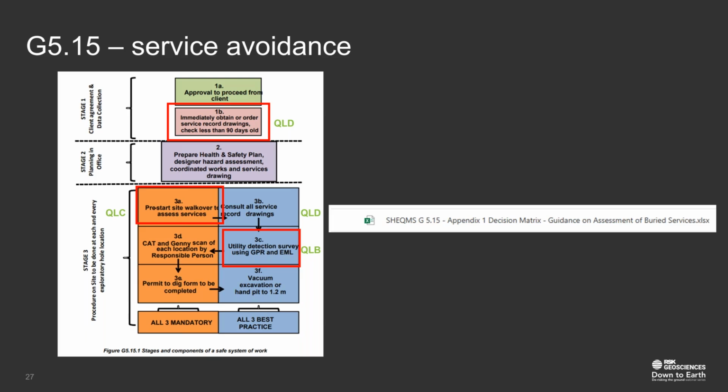So if GPR and EML service avoidance is not going to be employed, there would need to be a genuine practical constraint that stops them being deployed, or alternatively that the risk of services is very low based on the work and the environment that we're going to be working in. An example of that could be when undertaking soil sampling from a stockpile of earth with hand digging techniques, for example.